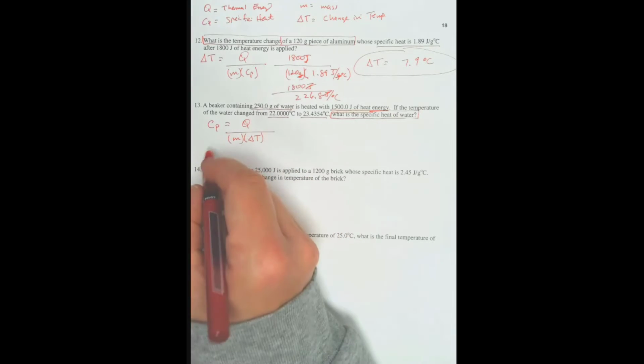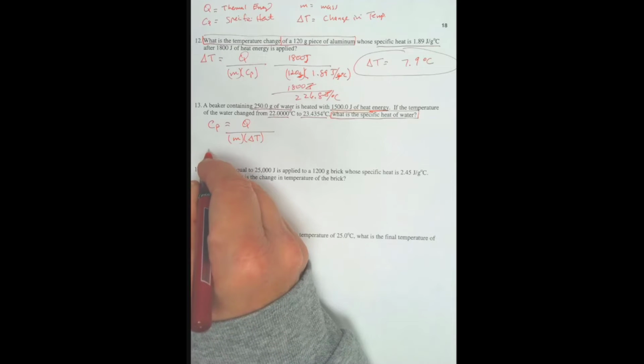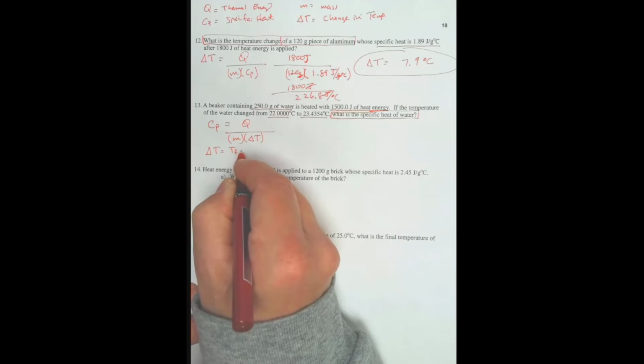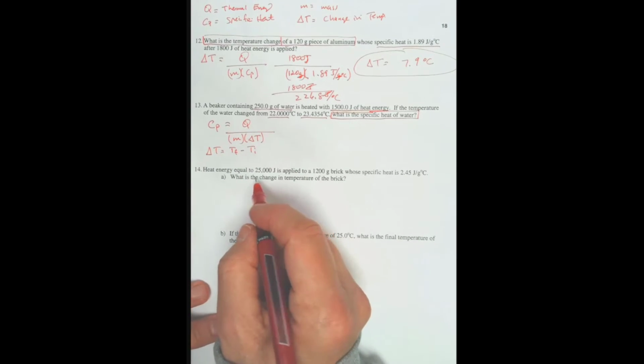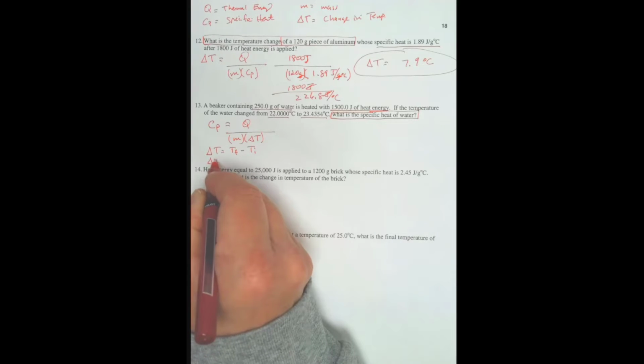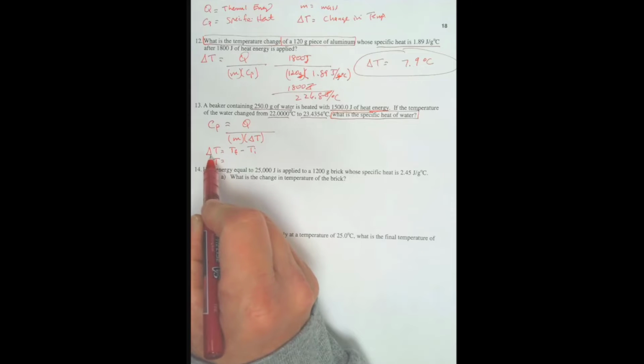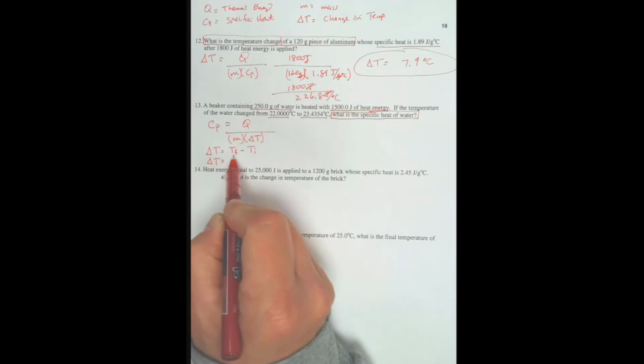So let's take a minute and figure out our change in temperature. Now, if you recall, change in temperature equals my TF, or my final temperature, minus my TI, otherwise known as my starting temperature. And you don't have to write this every time. You don't have to write delta T equals TF minus TI. I do that just to remind you what the formula is so you remember the process.